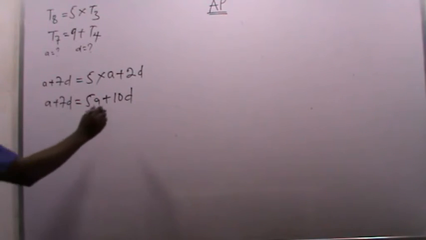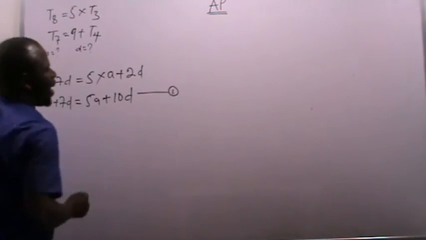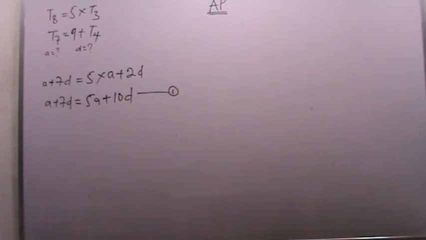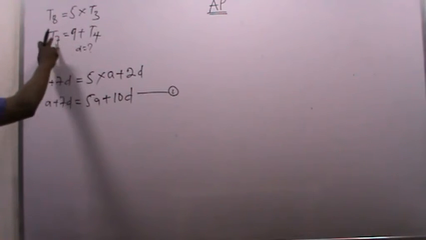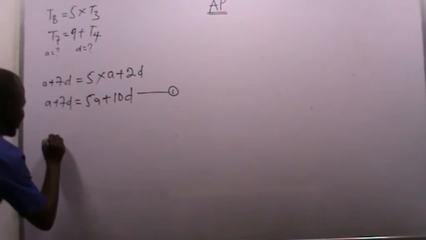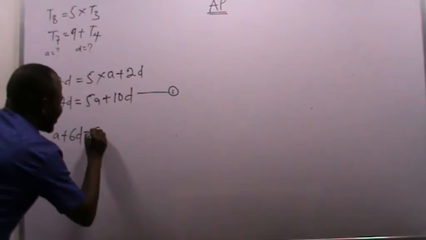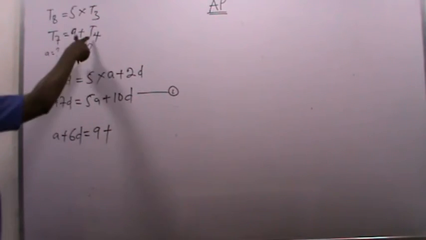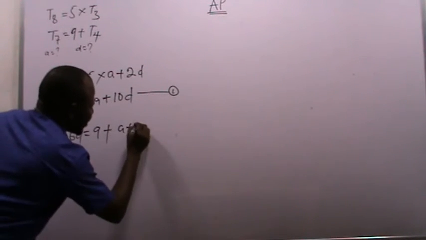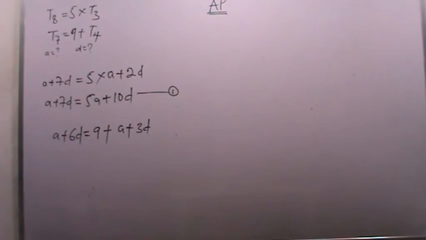Okay, this is what we have. Let's call it equation 1. Let's leave it like that. The second one said T7. So T7 means A plus 6D equals 9 plus the fourth term, which is A plus 3D.